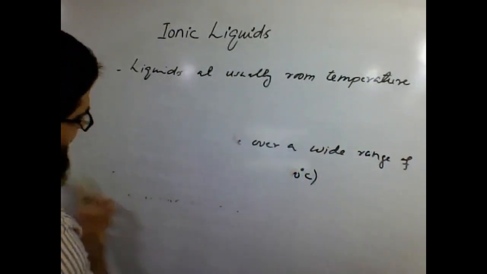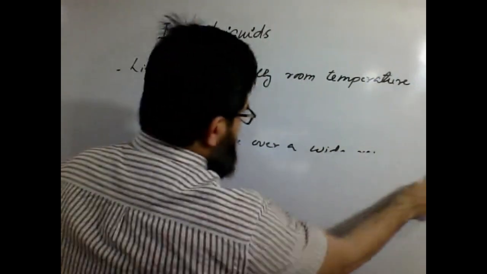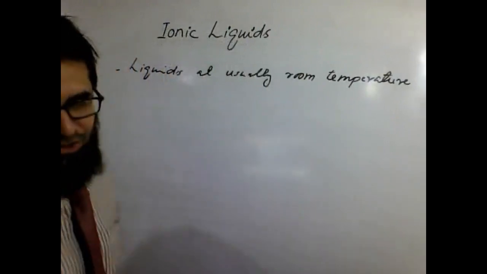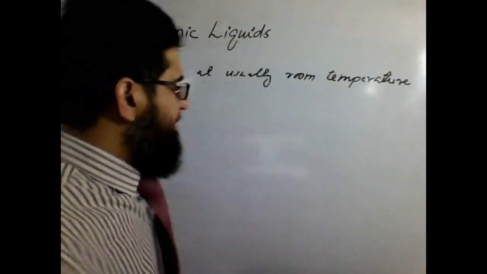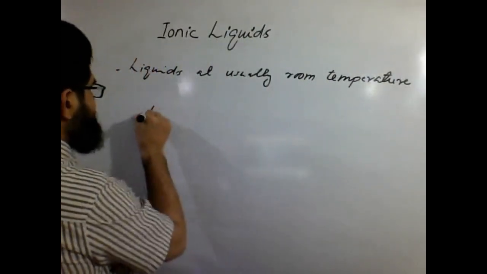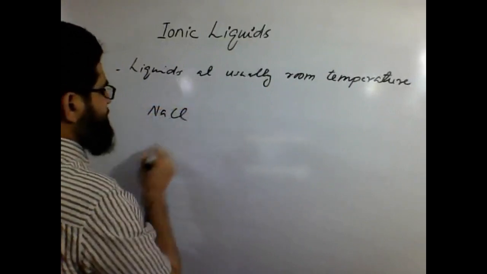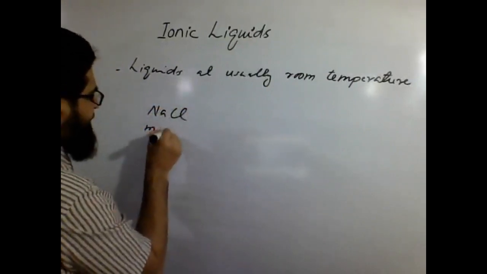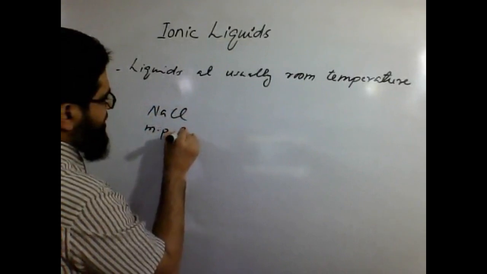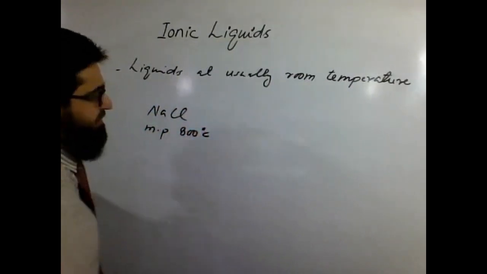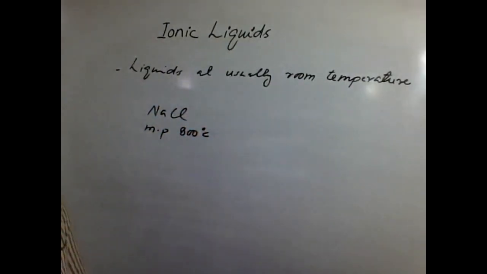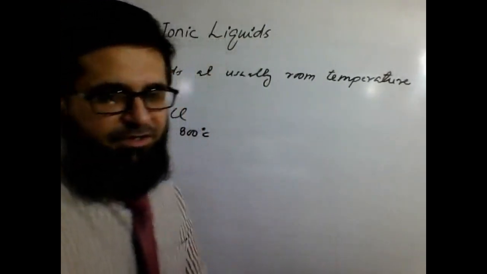In case of the other solids, like sodium hydroxide, I've given you example over here, or sodium chloride, they are supposed to be generally solids at room temperature. Like sodium chloride, it's a solid and its melting point is generally about, I think, 800 degrees centigrade. The melting point is supposed to be, just check that out please.